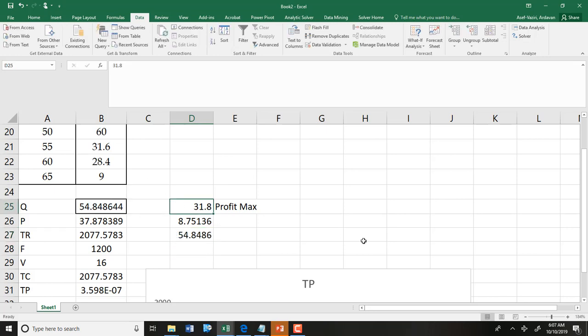The point of profit maximization is 31.8. The first break-even point is 8.75, and the second one, the larger, is 54.